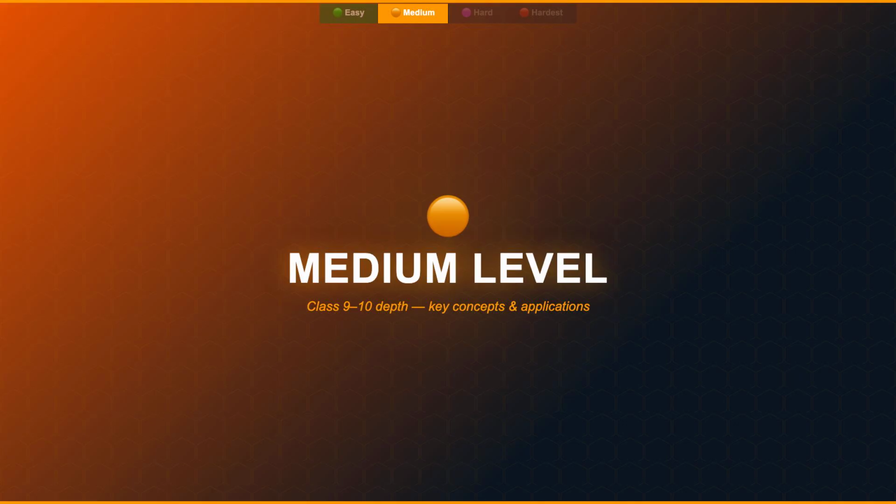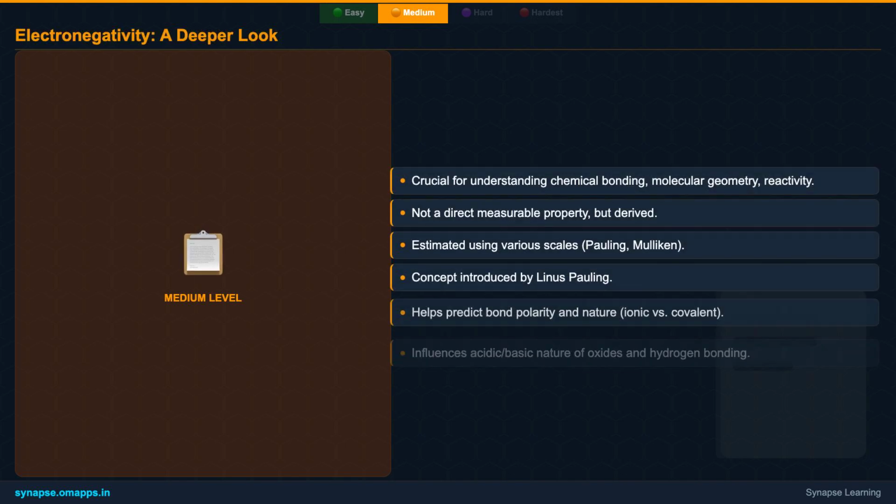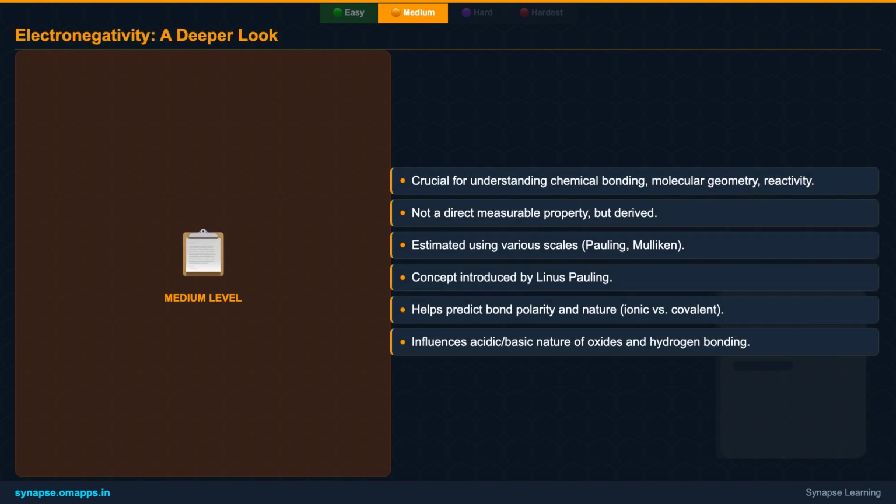Alright, let's deepen our understanding of electronegativity. We'll explore how scientists quantify this fascinating property. Electronegativity is more than just a concept, it's a critical tool for understanding how atoms interact. It helps us predict bond polarity, molecular shapes, and even chemical reactivity.